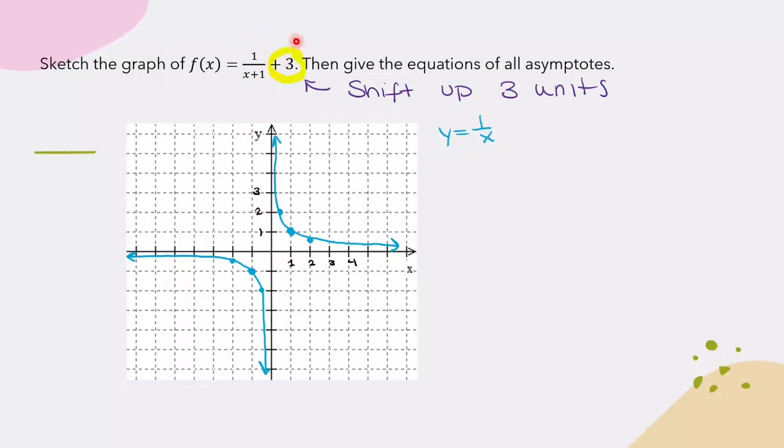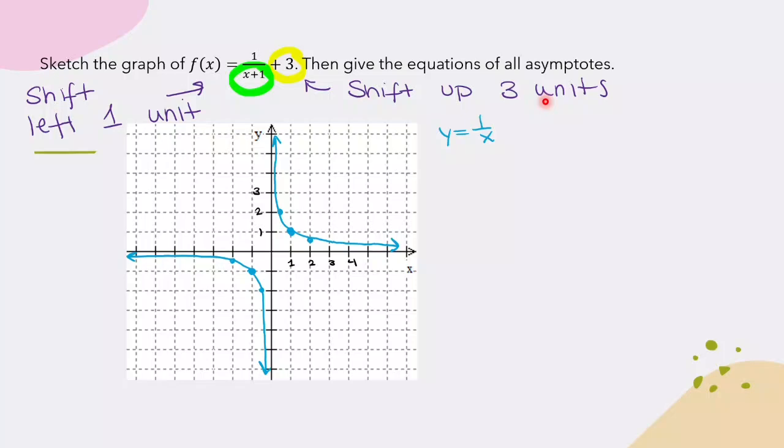This plus 3 that is tacked on outside of the fraction is an output transformation. That's going to shift the graph up 3 units. The plus 1 that's inside the fraction is an input transformation. That's going to impact our x values. We do the opposite of what it says. So we're actually going to subtract 1 from all of our x's, and that's going to take our graph and shift it to the left 1 unit.